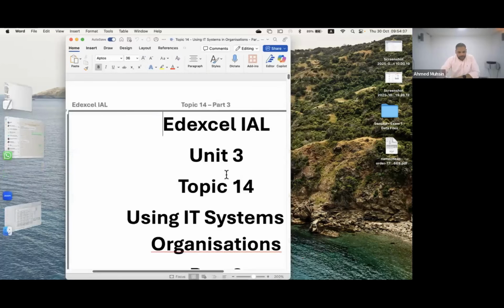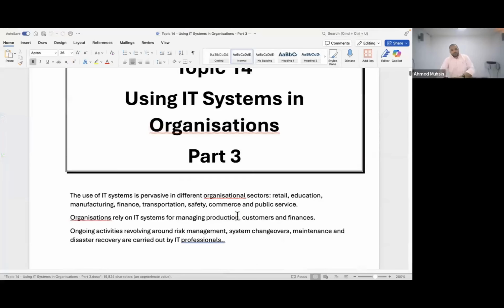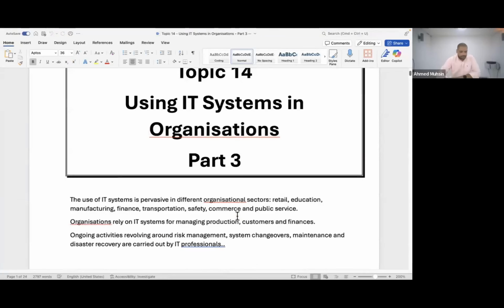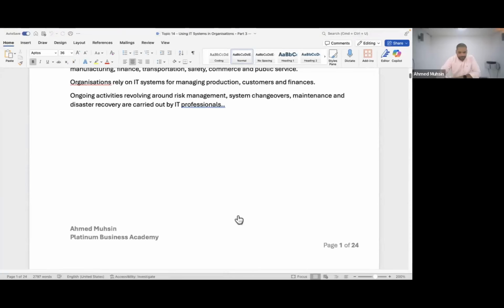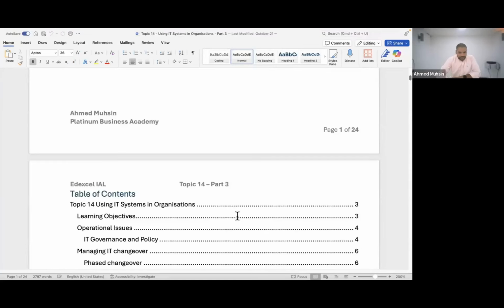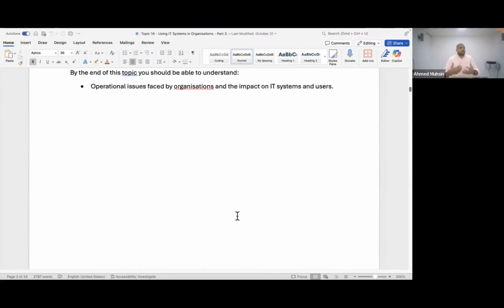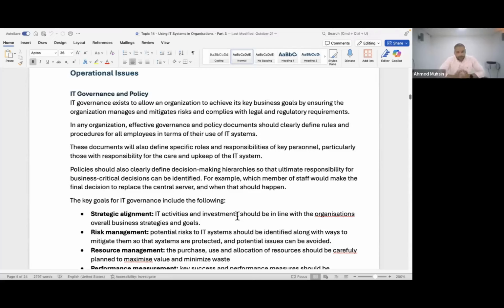Everybody, can you come down to topic 14, part 3? Let's have a look over here. Can you come down to operational issues? Now we know what operations are. The activities, the processes, the procedures that a company follows in carrying out their business is what we call operations. What they do on a day-to-day basis is what we call the operations.